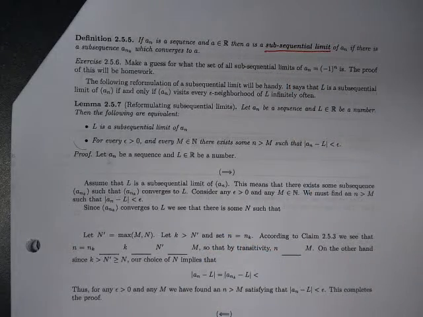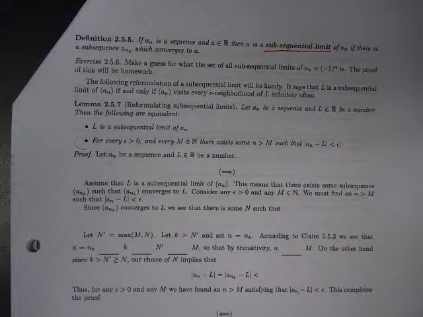So if I were to ask you, what are the subsequential limits of (-1)^n? Can you tell me some subsequential limits of (-1)^n? Negative 1 and 1. Do you think there are any others? I'm not asking for a proof. No, it doesn't seem reasonable, right? There shouldn't be any others.